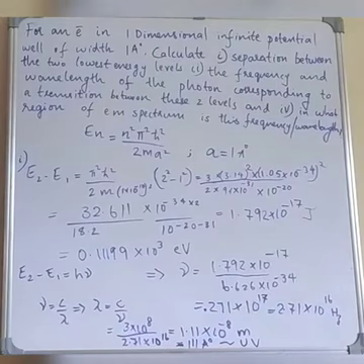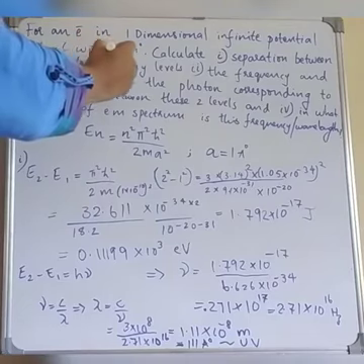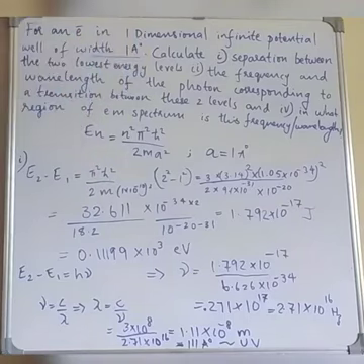Now we move on to another problem based on infinite potential well. It is given that the width of the infinite potential well is 1 angstrom. We have to calculate the separation between the two lowest energy levels, the frequency and wavelength of the photon corresponding to a transition between these two levels, and we have to identify the spectral region corresponding to this frequency or wavelength.